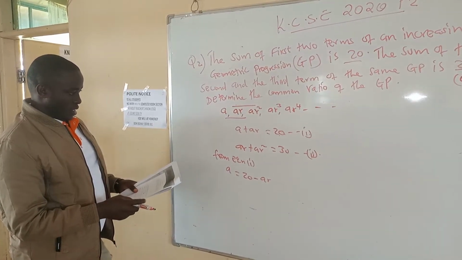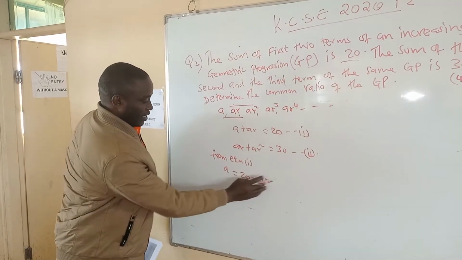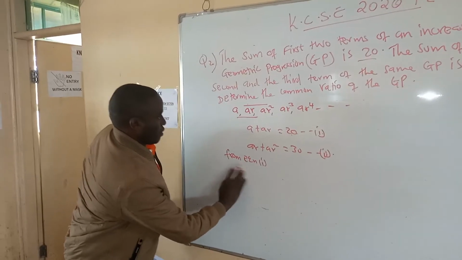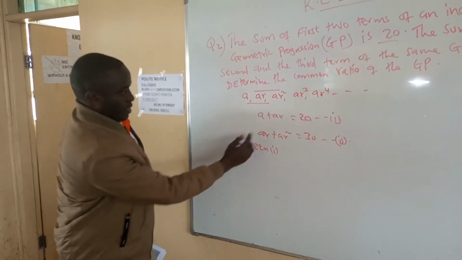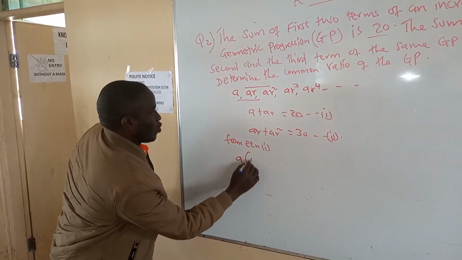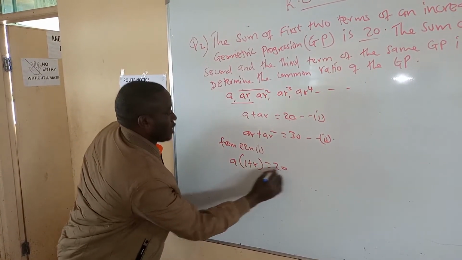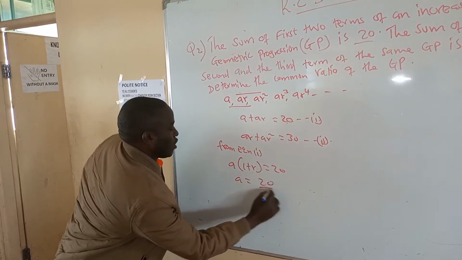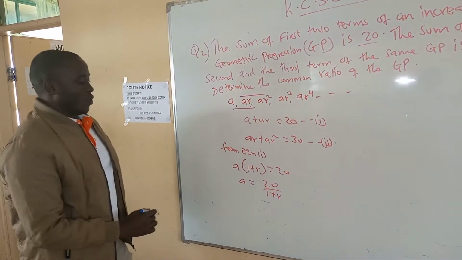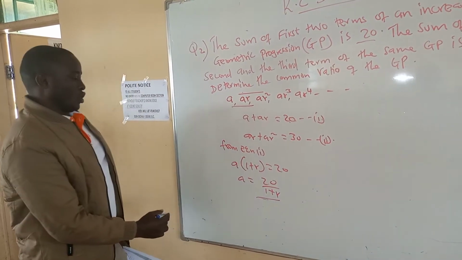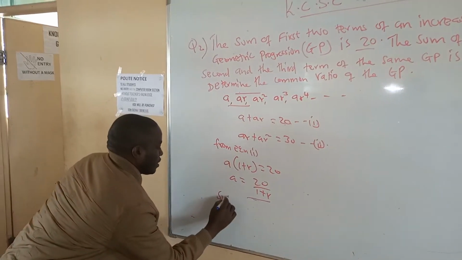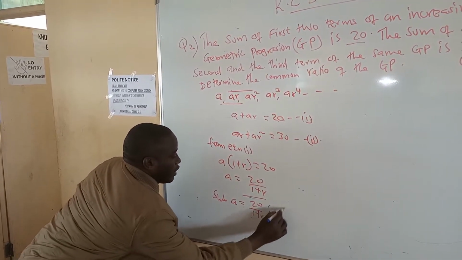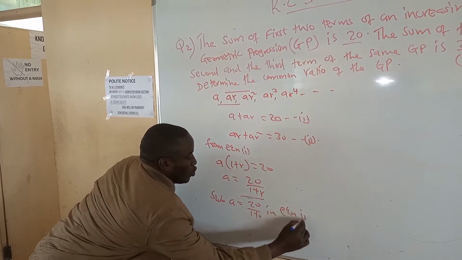But there is an A on both sides, so first of all we factorize: A into 1 plus R equals 20. So that we make A the subject, A becomes 20 all over 1 plus R. Now we substitute this in equation 2, so substituting A equals 20 all over 1 plus R in equation 2.